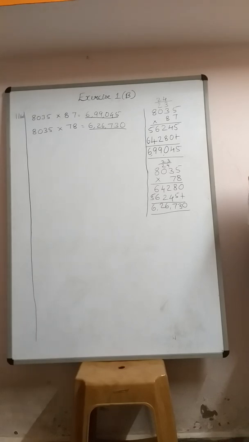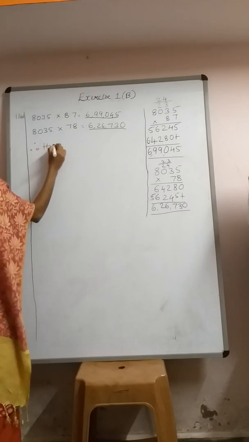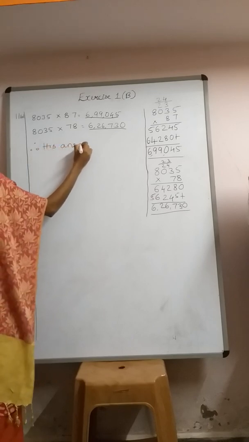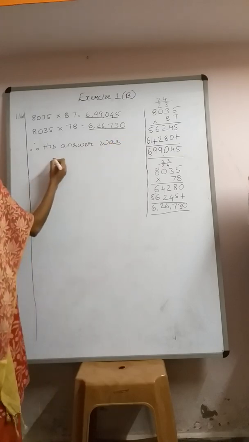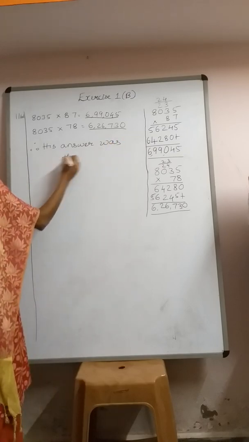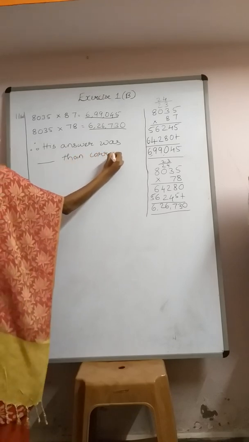So here they are asking by how much was his answer greater than or less than the correct answer. So whether his answer was greater or less than the correct answer. So let us write here. Therefore, his answer was, let us see, greater than or less than dash than correct answer.